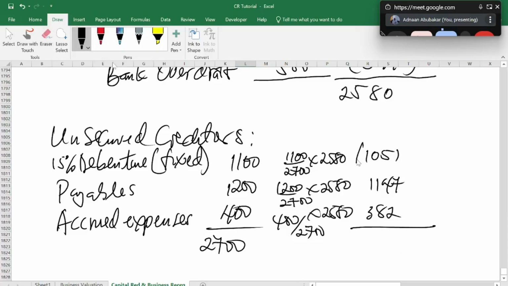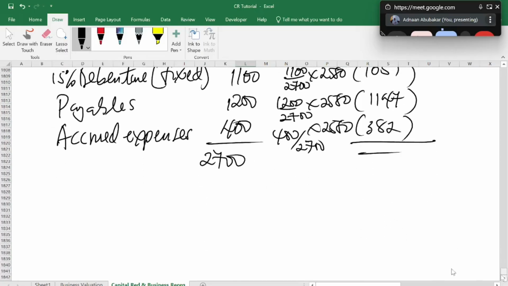You understand? We are taking these monies from there. So at the end of the day, here will be zero. So we are done sharing the money.